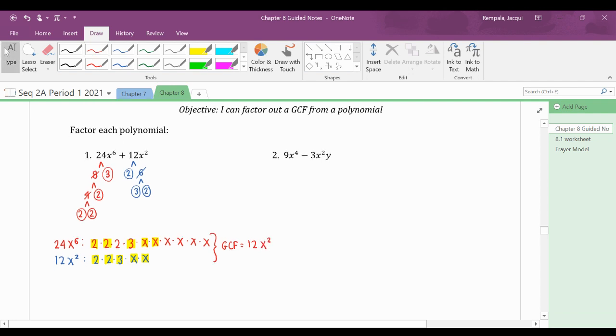So this is what we practiced yesterday. The GCF is 12x squared. So that is part of my answer. But now I'm going to be putting whatever is left over back in parentheses. So if I look at that first column, what is not highlighted? Well, there is a 2 that is not highlighted. And there's 1, 2, 3, 4 of my x's. So that becomes x to the 4th.